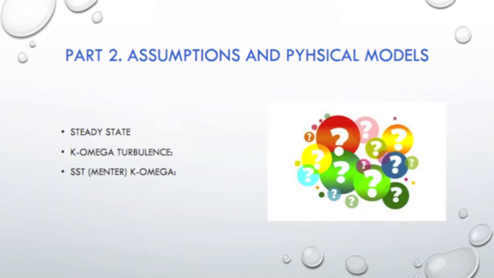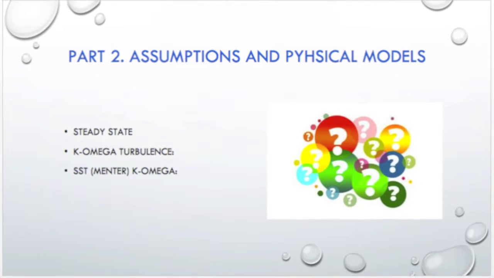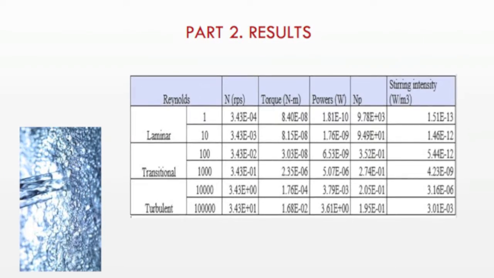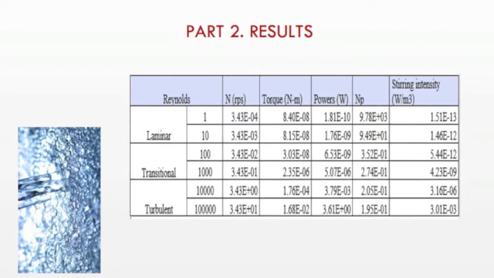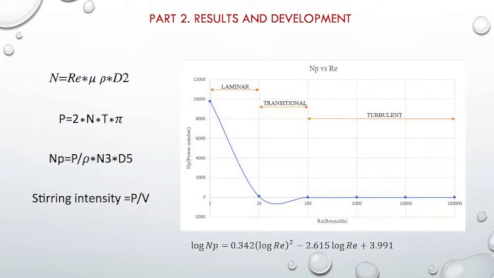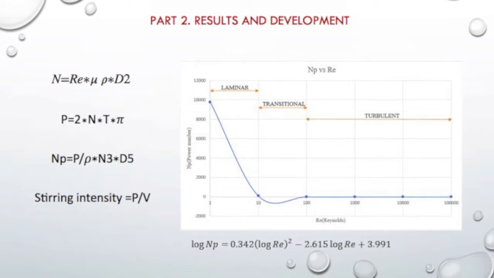For part number 2, these were the assumptions taken into account. The following chart shows the results obtained for water during the simulation, where the Reynolds number and RPM were established and the torque was given by the simulation. And with this, we obtained the other values using the following equations.